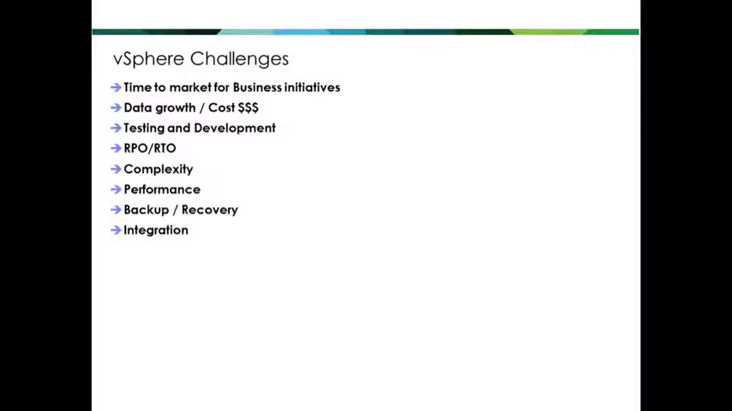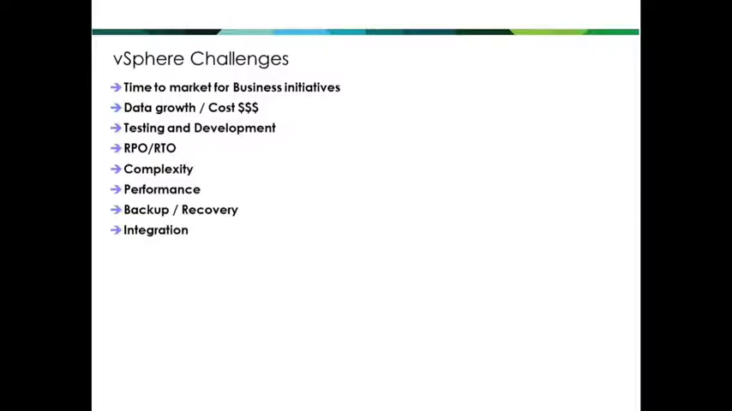Data growth is another one. We have a lot of data growth. It seems to be exponential and hasn't let up since I've been in the industry at least. Then we have testing and development. A lot of customers have applications that are mission critical and they need to do patching. So how can they do patching without interrupting their environment? And how can they do it so that they're actually testing real world scenarios and do that easily?